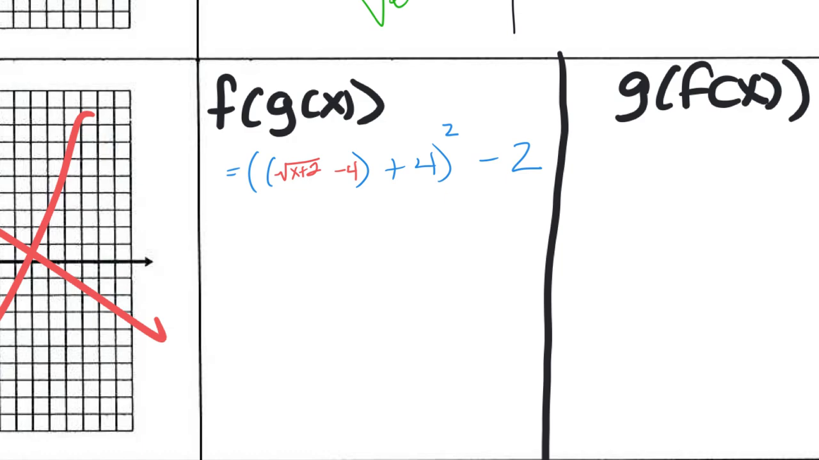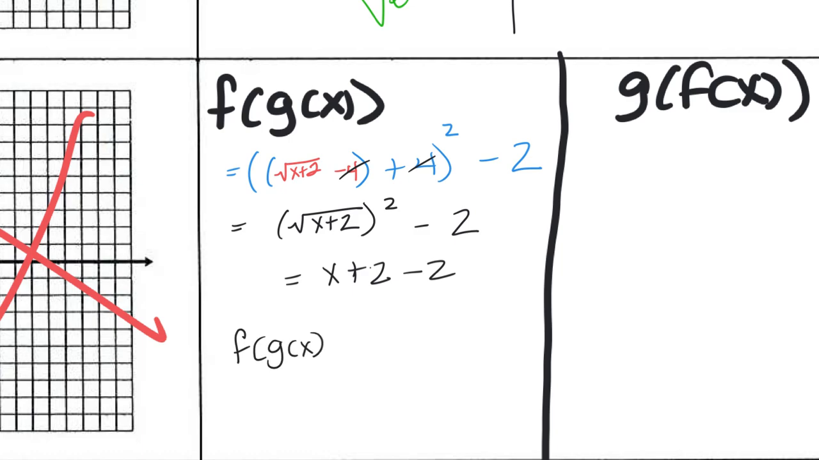minus 4. So if I start simplifying this down, the negative 4's cancel because the negative 4 is not under a radical. So we treat it like a regular number, which means I'm left with the square root of x plus 2, quantity squared, minus 2. Well, the square root and the square cancel each other out, so I'm left with x plus 2 minus 2, which leaves me with just a plain old x, and that is exactly what we want to see.